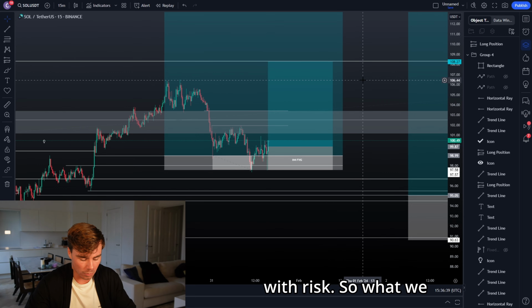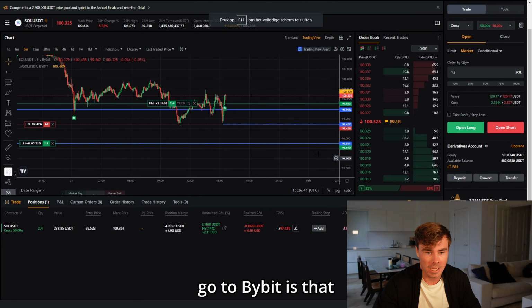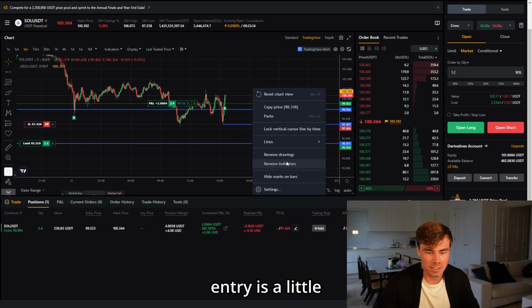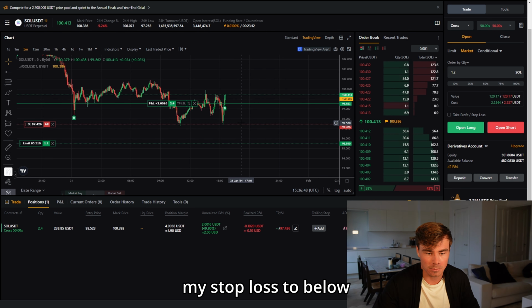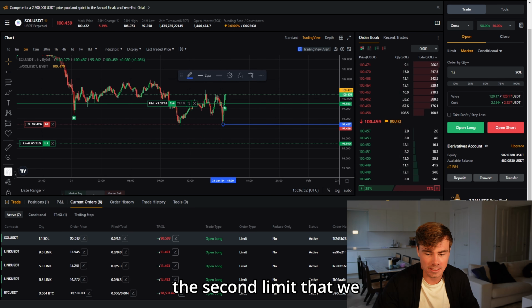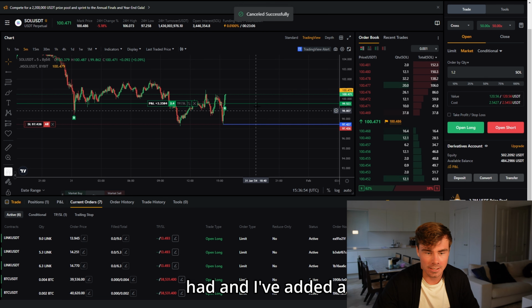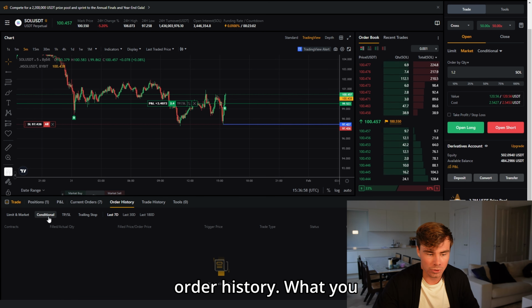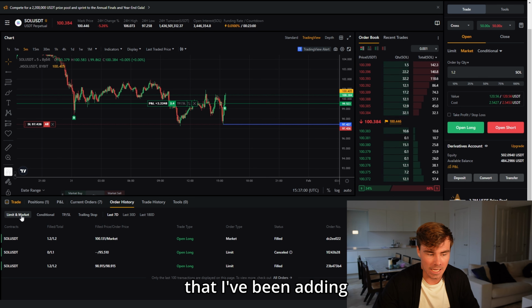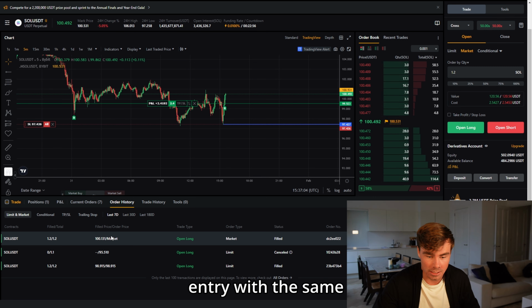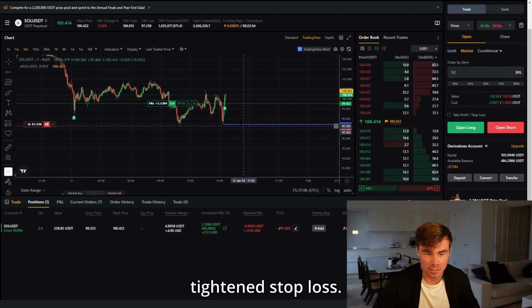So what we can see over here, if I go to Bybit, is that this is our current position. So you can see our average entry is a little higher. I've tightened my stop loss to below this local low over here. I'm removing the second limit that we had, and I have added a little bit of margin over here. As you can see in order history, I've been adding some margin over here, 1.2 Solana extra with a market entry with the same tightened stop loss.